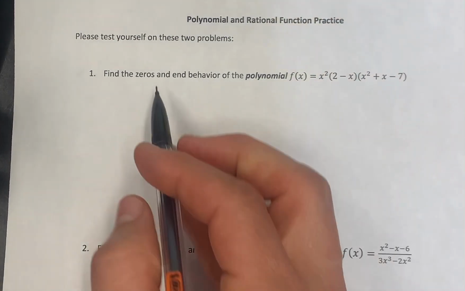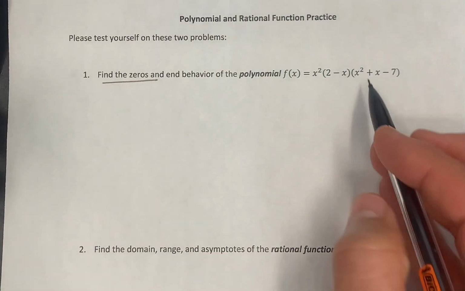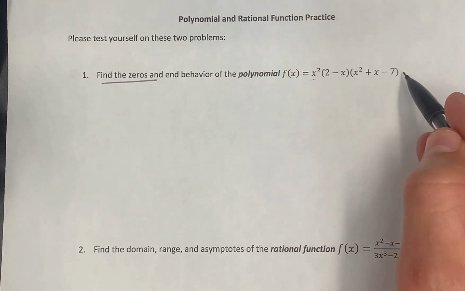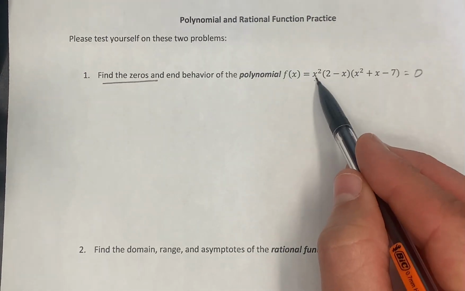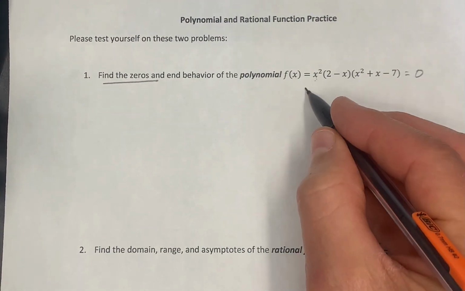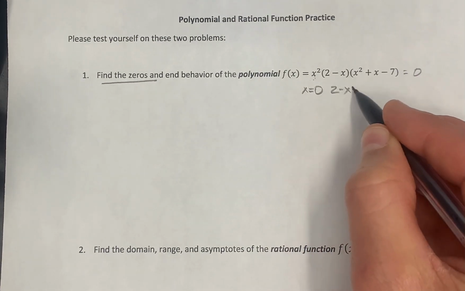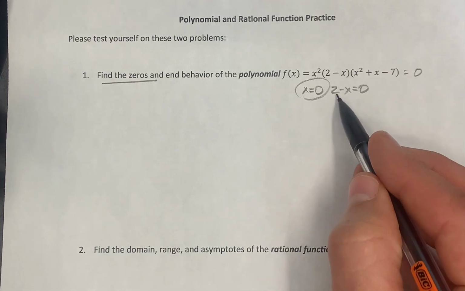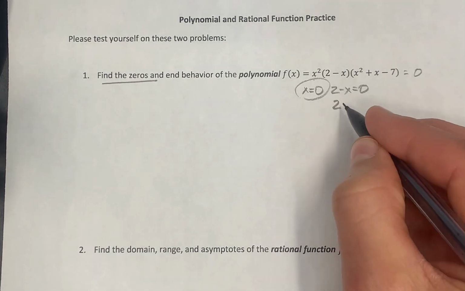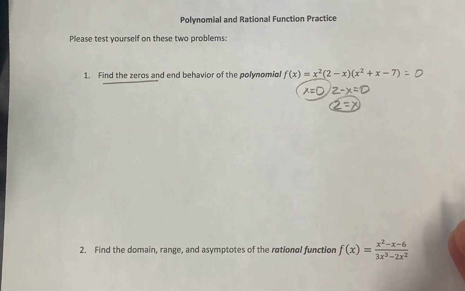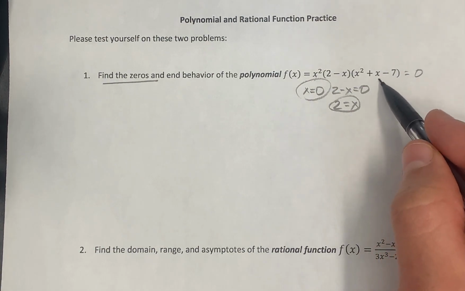So here's the solution. How do I find the zeros of this polynomial? I want to find every place this is equal to 0. That means x squared is equal to 0, so x equals 0. Or 2 minus x equals 0. Let's add x to both sides. That means x equals 2. That's a solution.